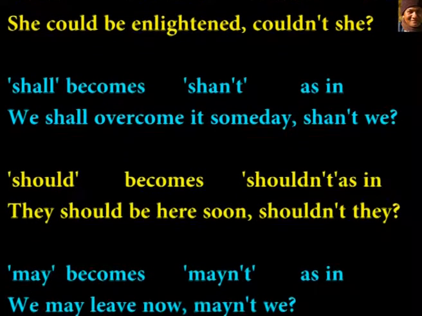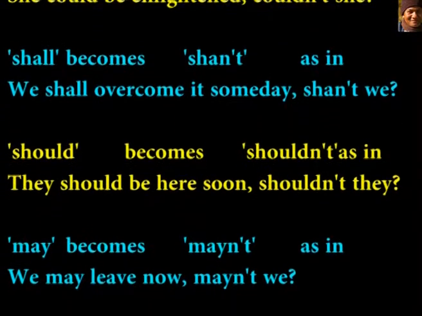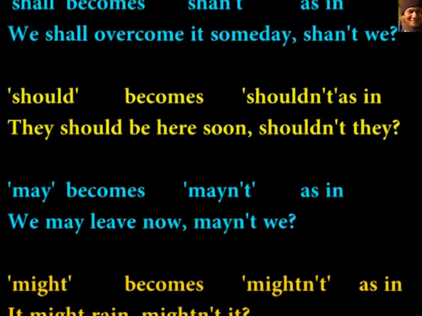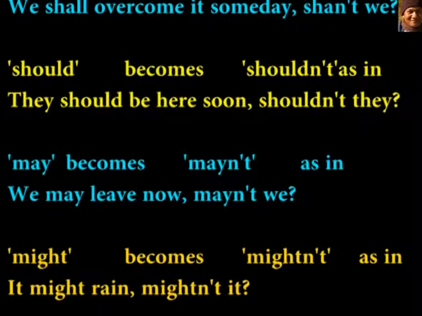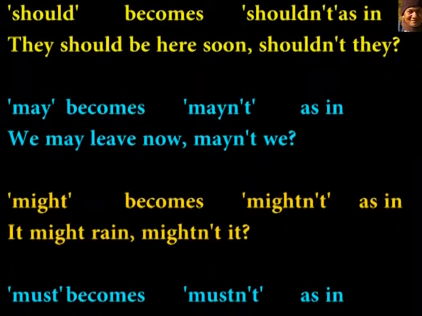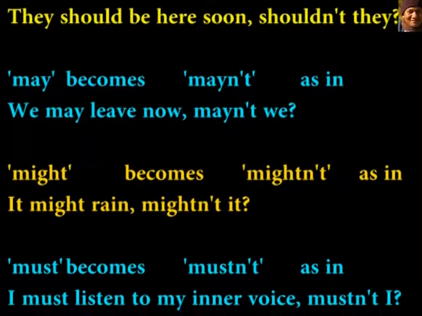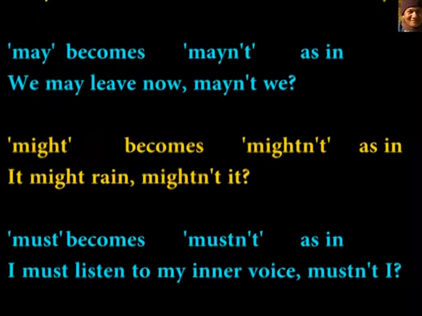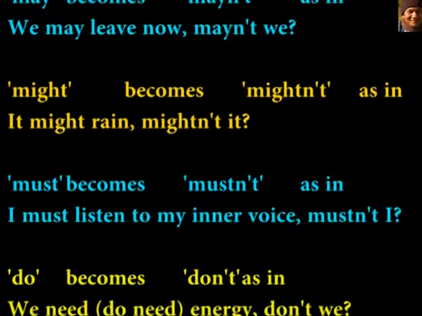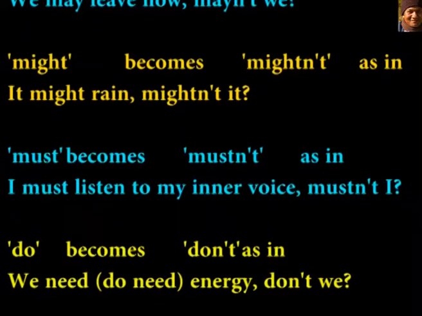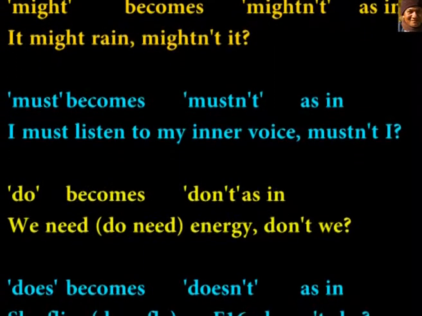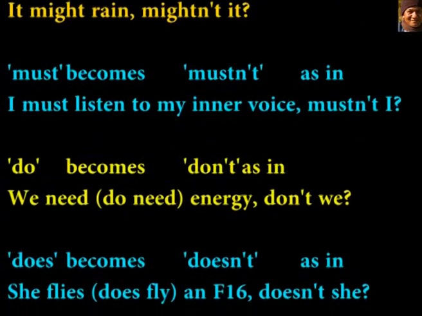Should becomes shouldn't, as in they should be here soon, shouldn't they? May becomes mayn't, as in we may leave now, mayn't we? Might becomes mightn't, as in it might rain, mightn't it? Must becomes mustn't, as in I must listen to my inner voice, mustn't I? Do becomes don't, as in we do need energy, don't we?